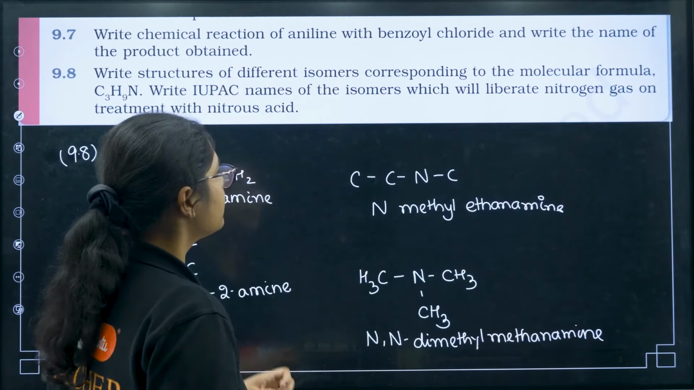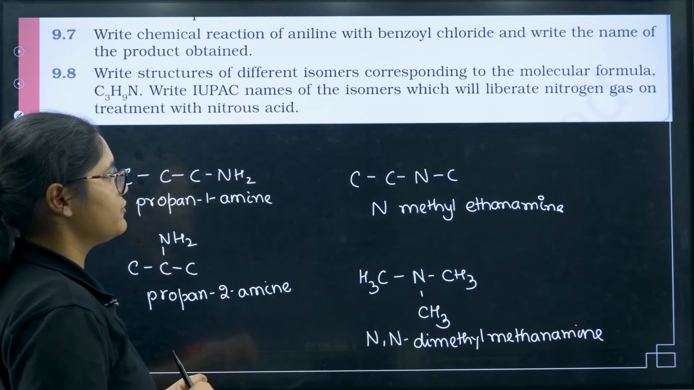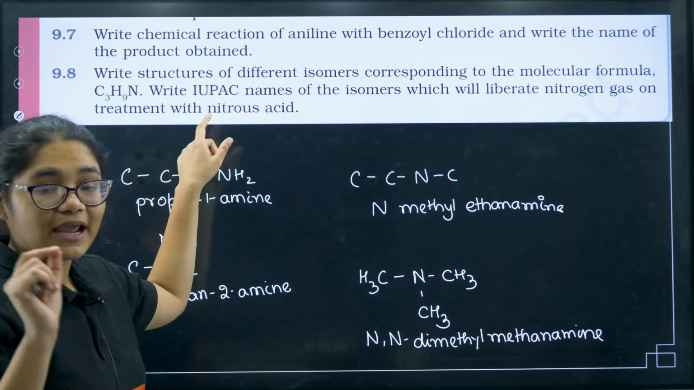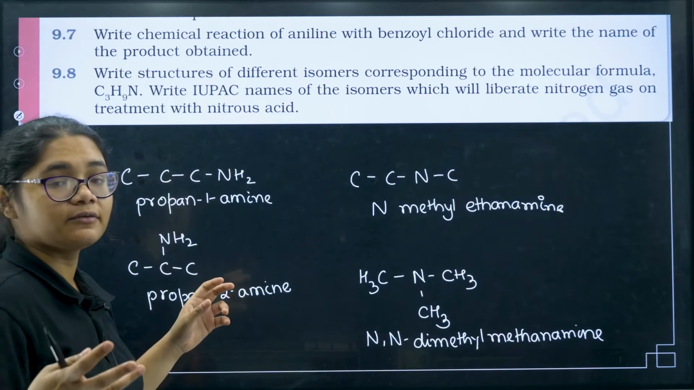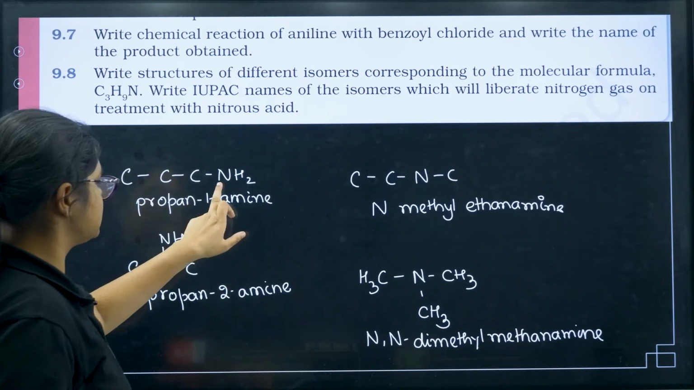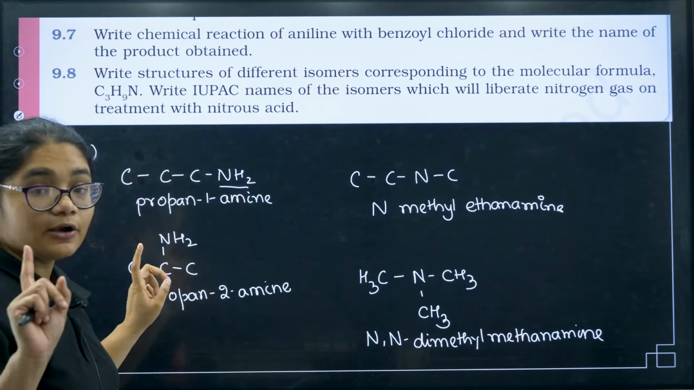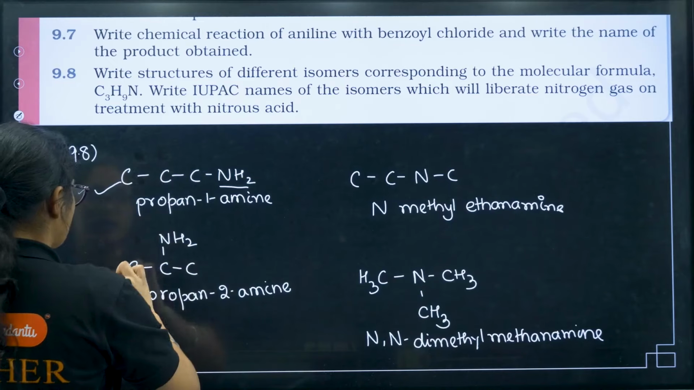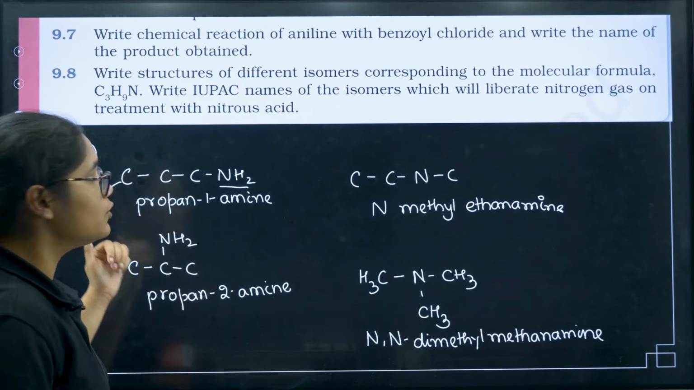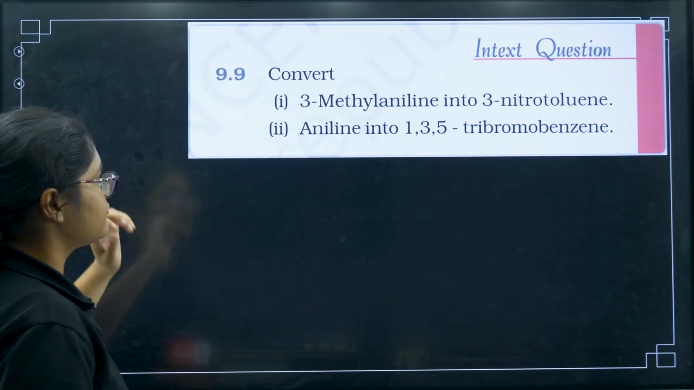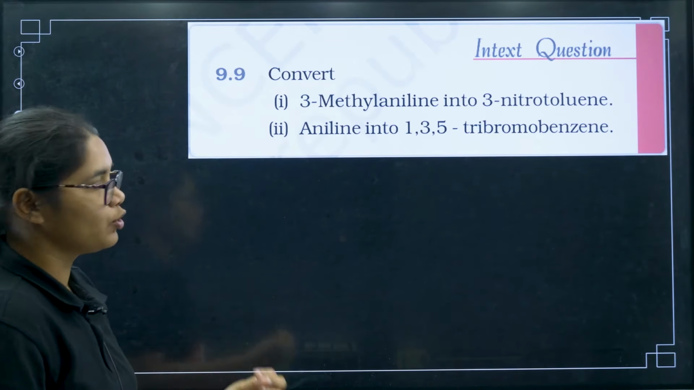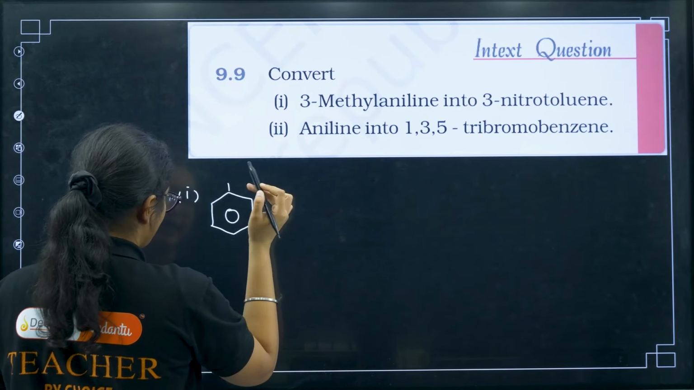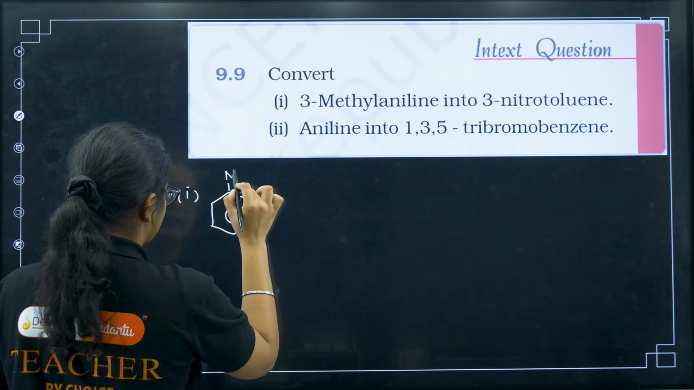Now here you have to write the IUPAC name of the isomers which will liberate nitrogen gas on reaction with nitrous acid. So only primary amines will react with nitrous acid to give you nitrogen gas. You can see this is a primary amine and this is a primary amine. Do not get confused and think that this is a secondary amine. No, it is a primary amine. So this one and this one will react with nitrous acid to give you nitrogen gas. Next, convert the following 3-methyl aniline into nitrotoluene. So first one, if I see 3-methyl aniline, so I have 3-methyl aniline, right?